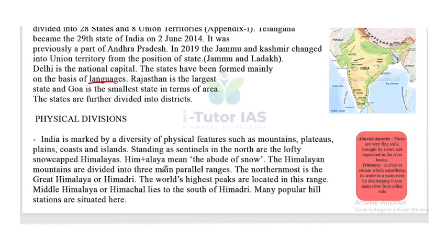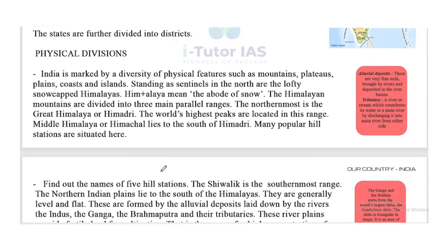Now, physical divisions. India is marked by a diversity of physical features such as mountains, plateaus, plains, coast and islands. Standing as sentinels in the north are the loftiest of the Himalayas. So, first one is mountains. Mainly, the Himalayan mountains are in the north of India.